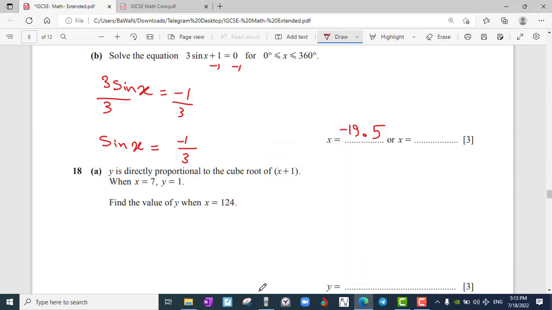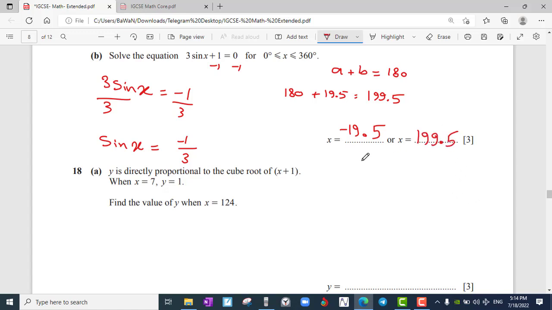Because sine is a harmonic function. So two angles, when they add up to 180, their sines are equal. Now we need a number that, when we add it to -19.5, is equal to 180. This number is 180 plus 19.5, 199.5. So the other possible answer is 199.5.